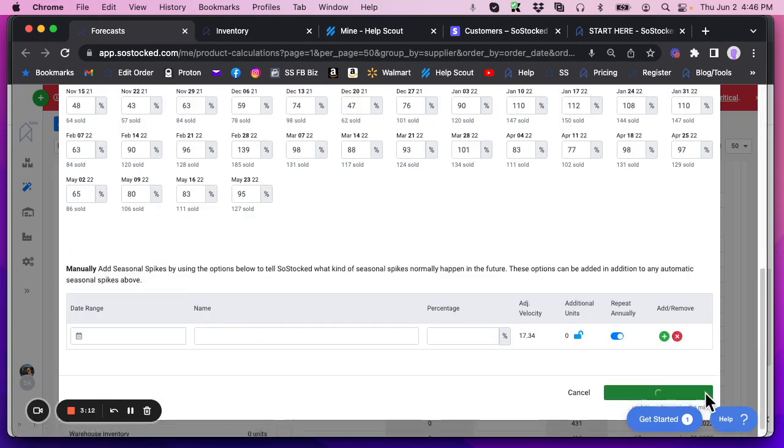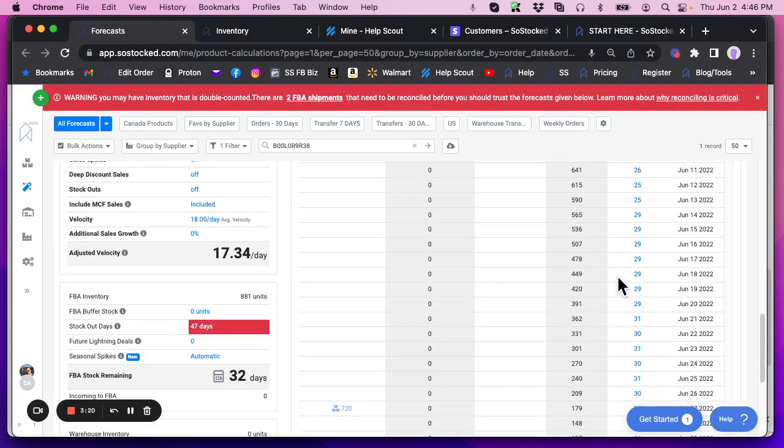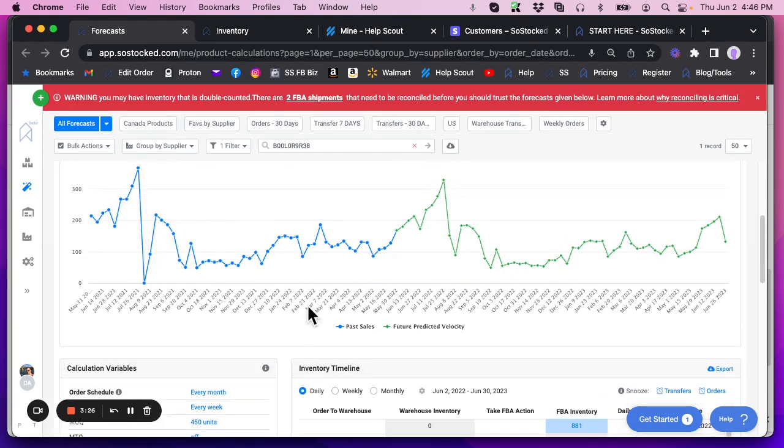By the way, you can save and apply to multiple products, using the same menu that you have in all your other forecasting tools. Now it's applying that seasonal curve to this product, and you can see that our sales have changed, and we have different numbers here. Let's take a look at what that means. Here's last year's sales, and here's our new seasonal curve for this year.